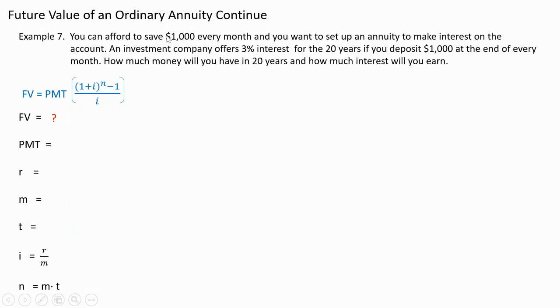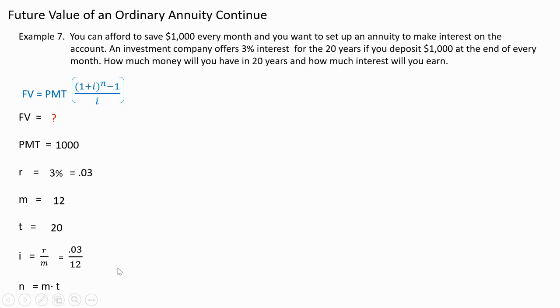The payments that you're putting in are $1,000 every month. The interest rate that they offer you is 0.03. And let me see what set up annuity that makes interest. What you make every month, here we go. Every month means 12. We're looking for the compounding, which is every month, which is 12. The time is 20.